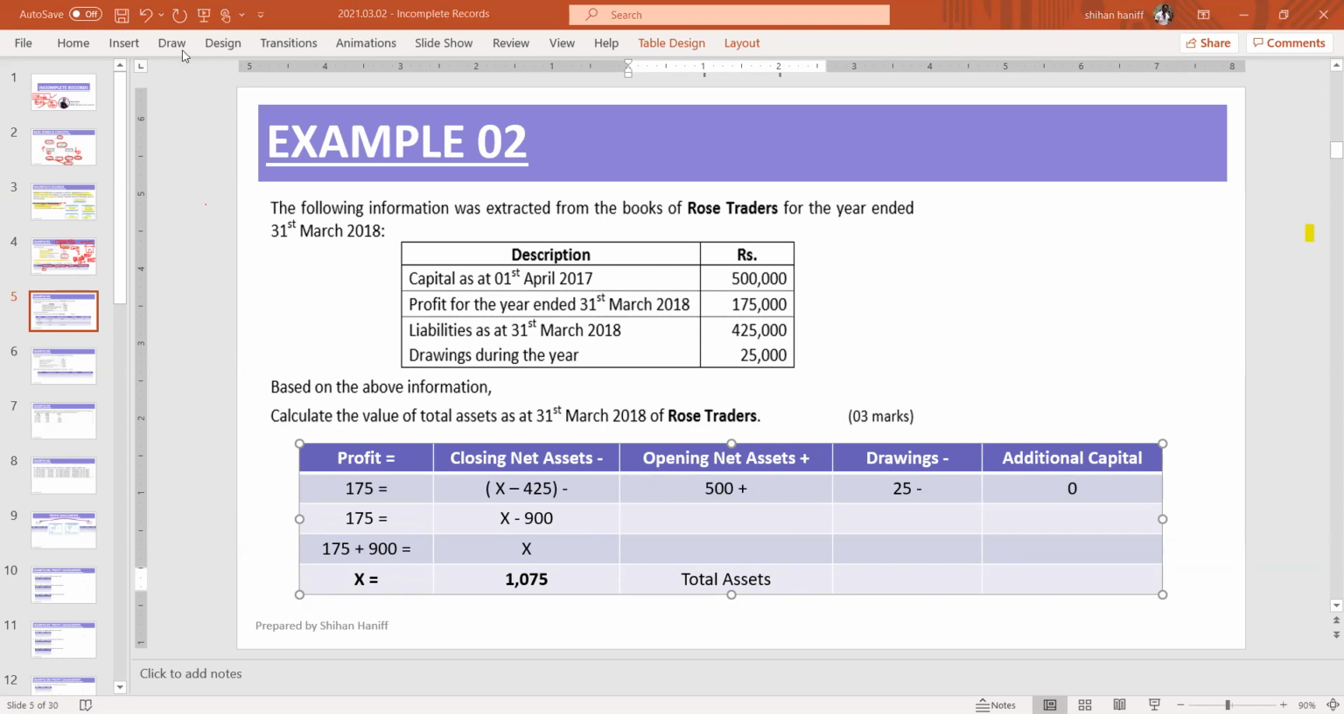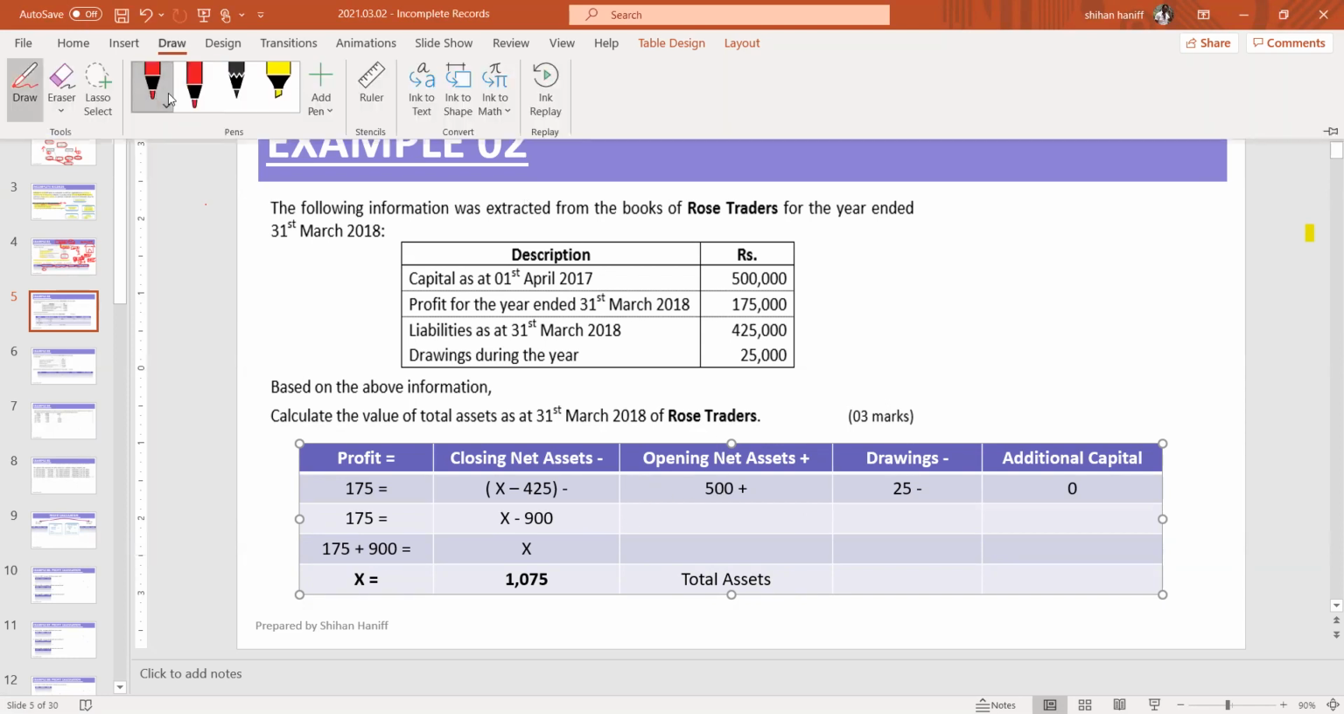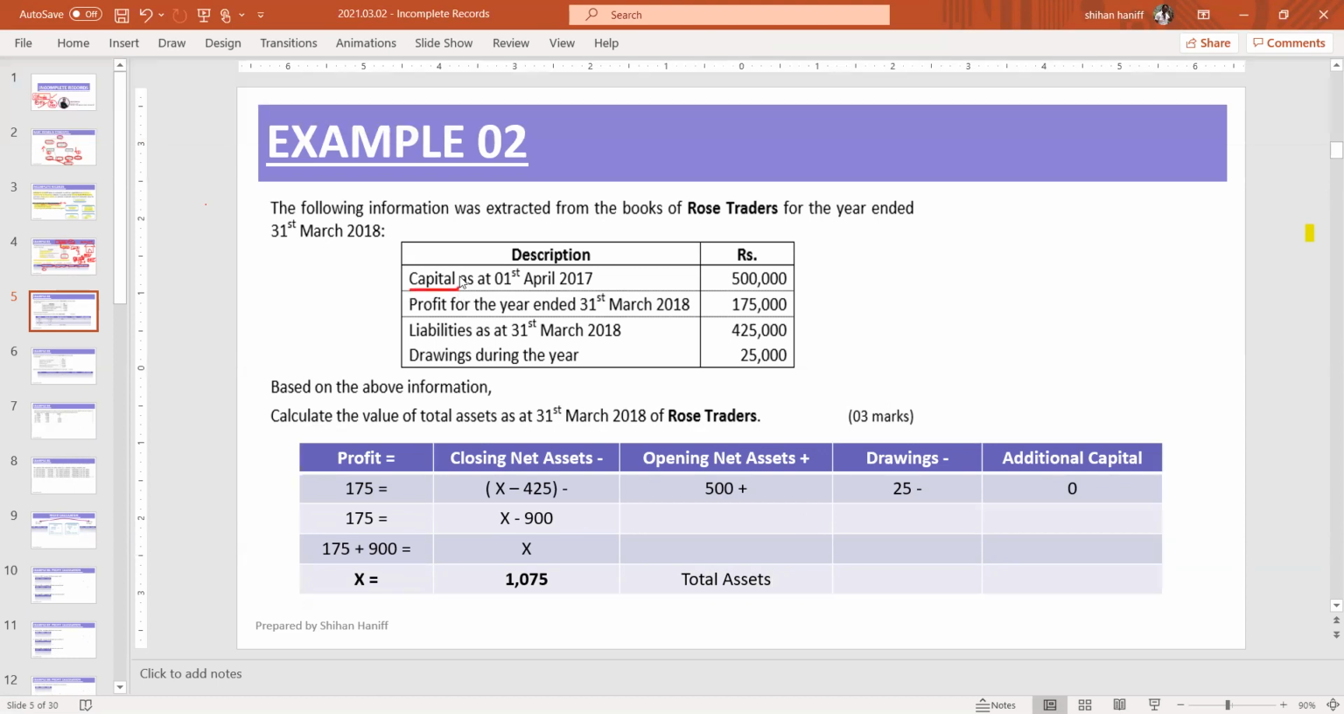Opening net asset means that is opening capital. Capital as at 1st of April. That's the opening net asset. There was a question, but why is the opening net asset 500? Opening net asset, net asset means capital. Here is the capital. Right? Is it clear? So answer is 1075.